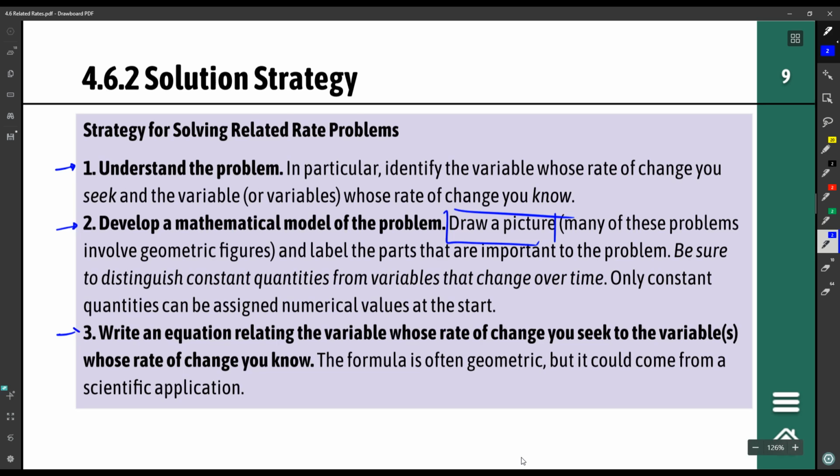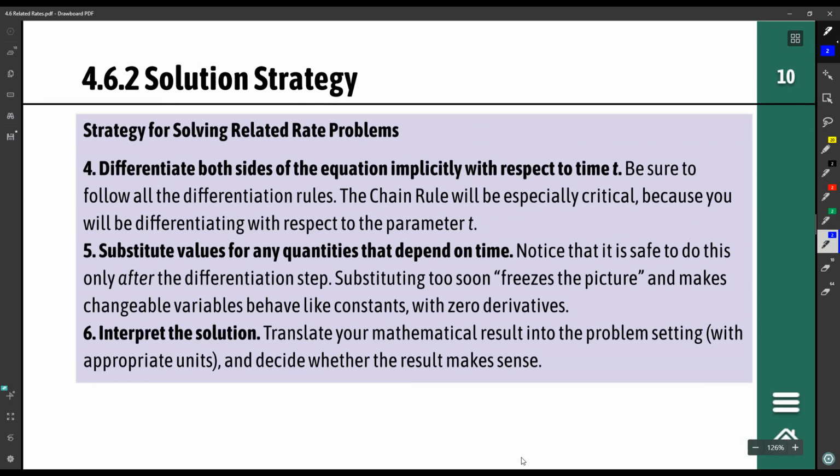Number three, write an equation that relates the variables whose rates of change you seek to find. This is where we start out with that relationship equation. In the last example of volume, we said volume of a sphere is 4/3 pi r cubed. We said volume of a cone is 1/3 pi r squared h. It's where you take a look at your model and come up with a way that all of those variables are related. After you do that, you want to differentiate both sides with respect to t.